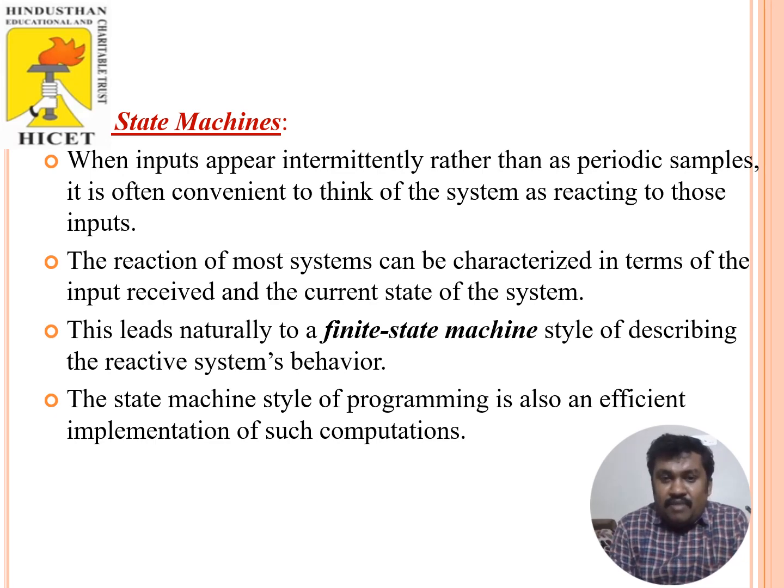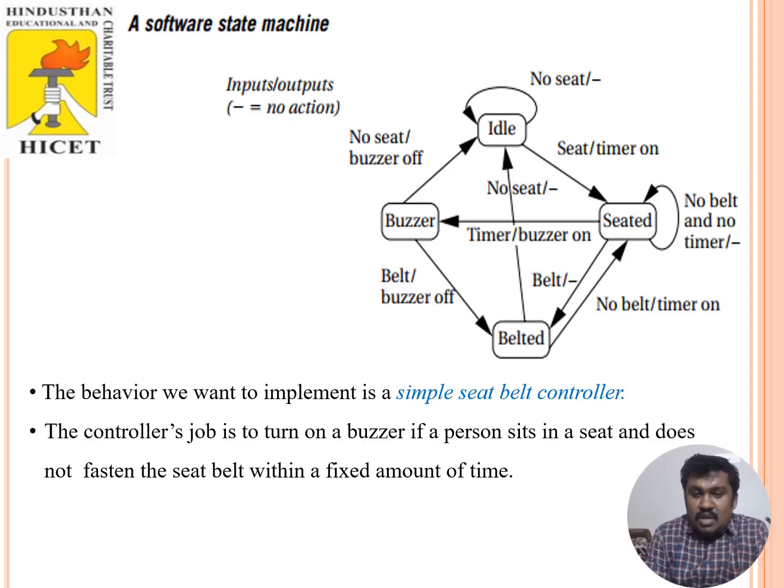So let's see an example involving state machines. This diagram shows a state machine of a simple seat belt controller. Here, we have various nodes: idle, then seated, then belted, and finally buzzer. All these are the four important nodes involved in a simple seatbelt controller. The idle state is nothing but no seat. Then if a person sits and the timer is on, it comes to the seated state.